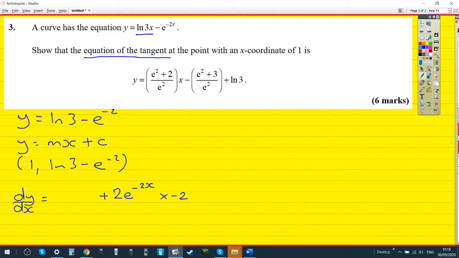What is the derivative of ln 3x? Ln 3. Correct. Ln 3 is just a number. What's next? So first of all, times 2e times minus 2. 2e to the minus 2x times minus 2. Okay. Is that just going to be minus 4e to the minus 2x? Yep.